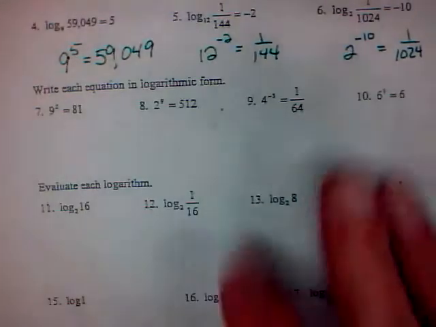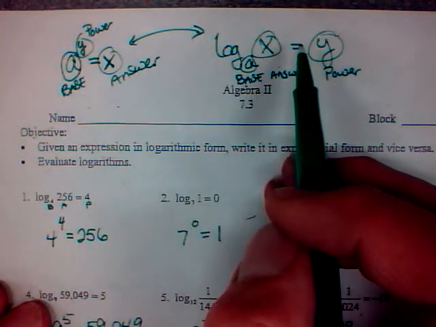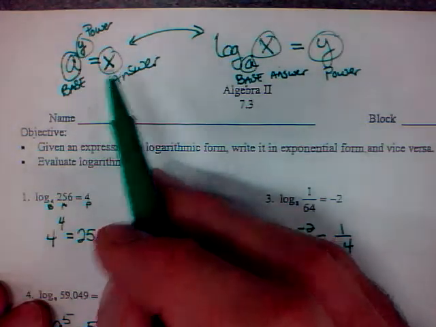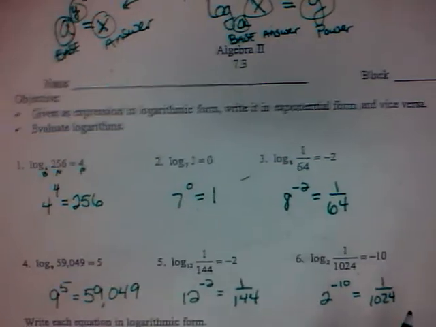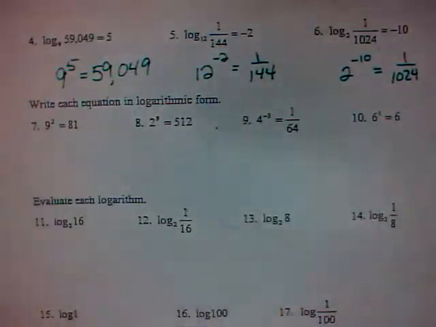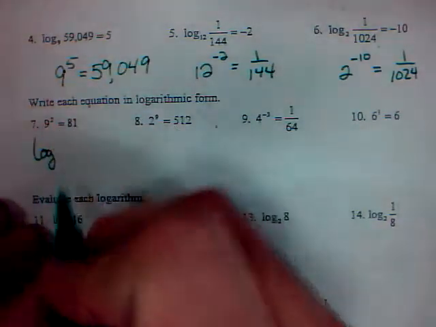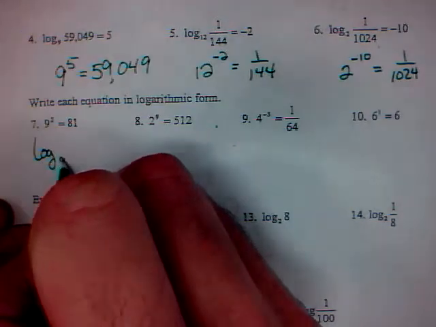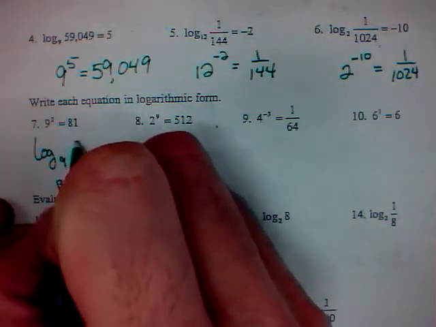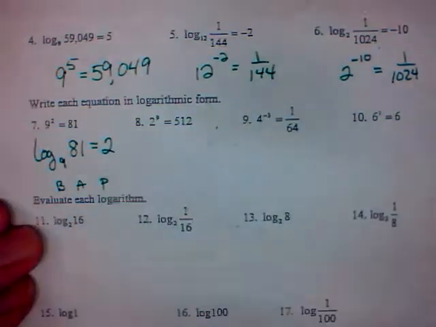Okay, in 7 through 10, we are going to go from log back to exponential. Actually, no, we're going to go the other way. We're going to go from exponential back to log. So here we have exponential, so this is going to be log. And remember, we're going to go base, answer, power. So your base is 9, your answer is 81, equals your power, which is 2.